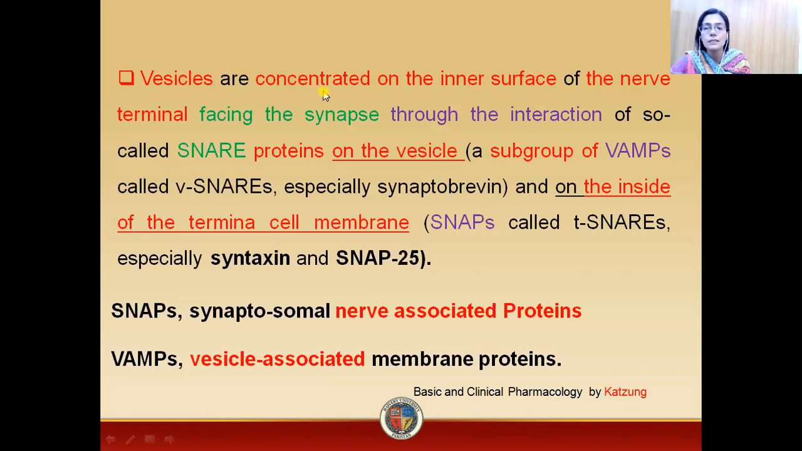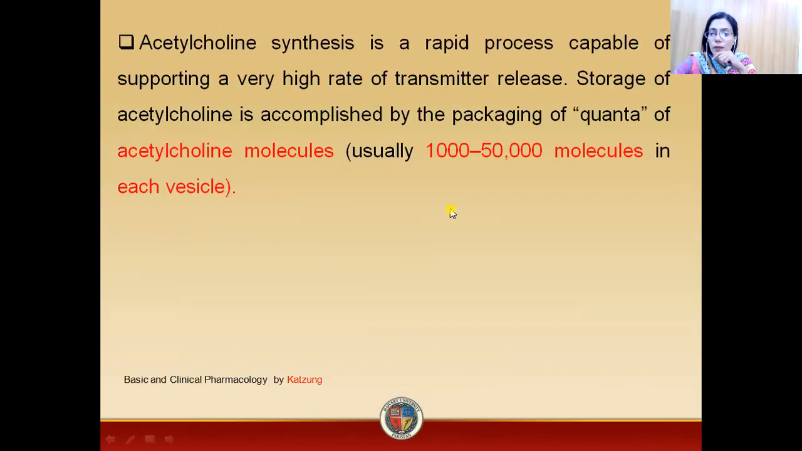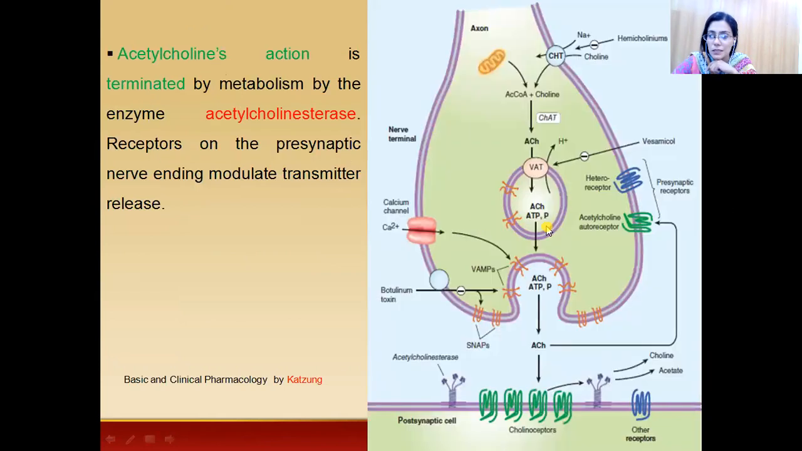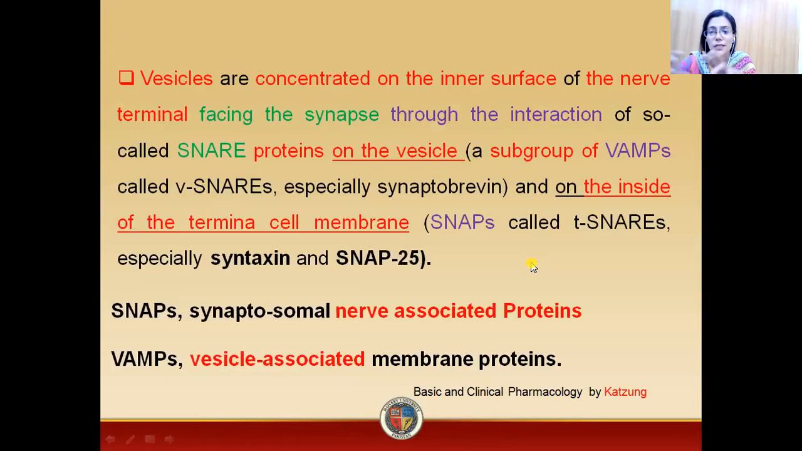The vesicles are concentrated on the inner surface of the nerve terminal, and these vesicles always face the synapse. Why are they facing the synaptic space? Because of the interaction between the proteins which are present on the vesicle and the proteins which are present on the inner side of the presynaptic membrane. So, we have proteins in this vesicle, and we have proteins in this membrane. Due to interaction between these proteins, the vesicle is facing the synaptic space.